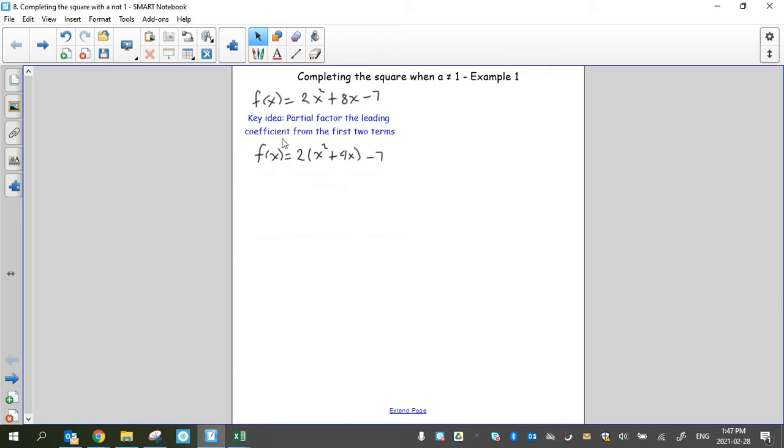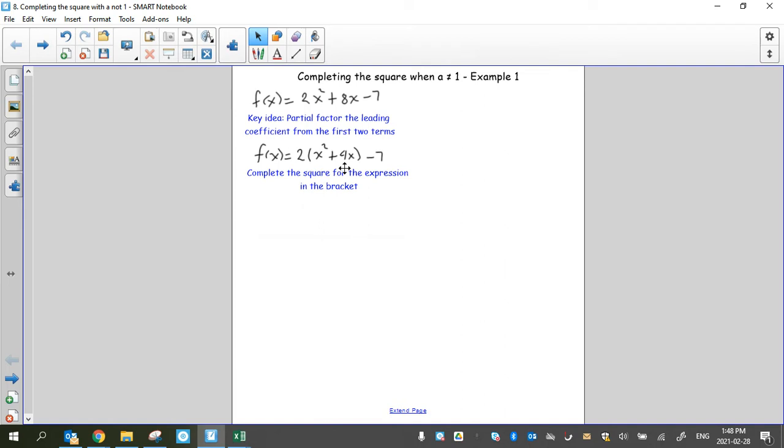So here's the key idea. We partial factor the leading coefficient from the first two terms. So in this case, you can see here that if I factor the 2 out of the 2x squared and the 8x, I end up with this expression, 2, and then in a bracket, x squared plus 4x, the negative 7 was unchanged. So now I can see that inside the bracket, I have an expression for which I can complete the square, like we have been doing.